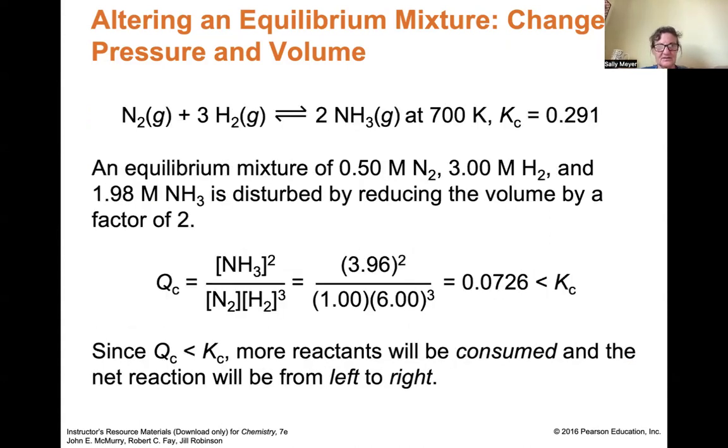Okay, so this is just showing you this mathematically. So we have this gaseous solution. We have the same molarities. We disturb it by reducing the volume by a factor of 2. So let's see where they show you that.